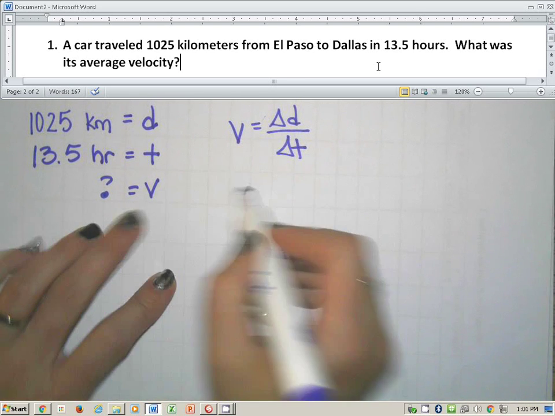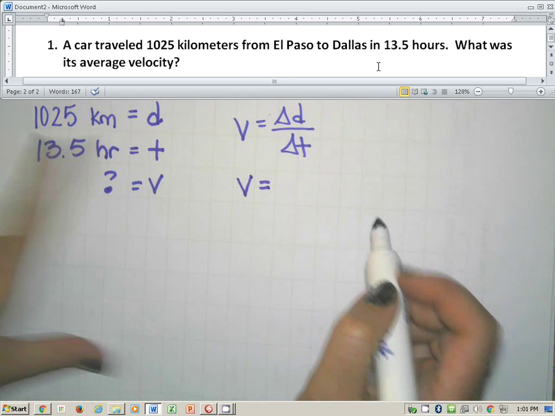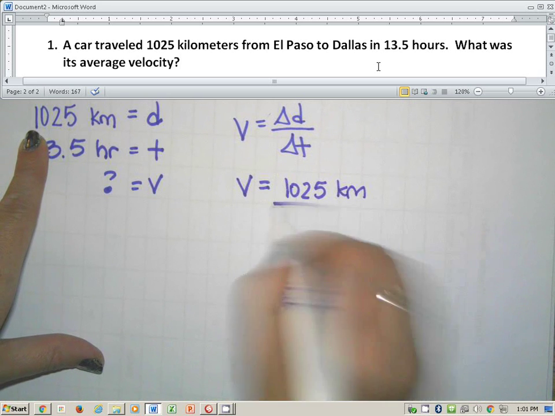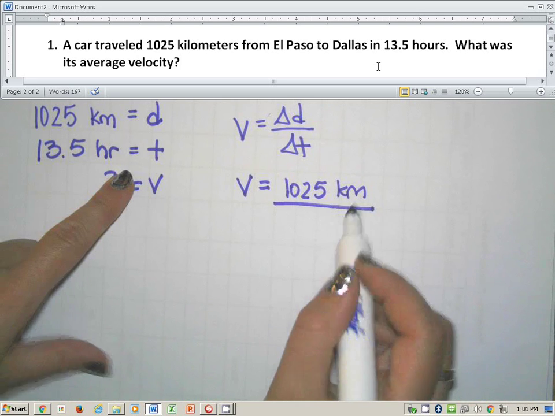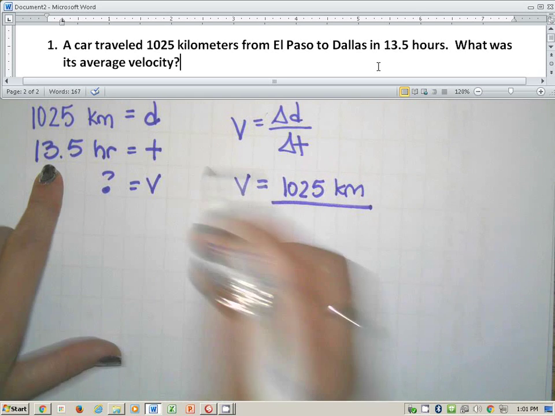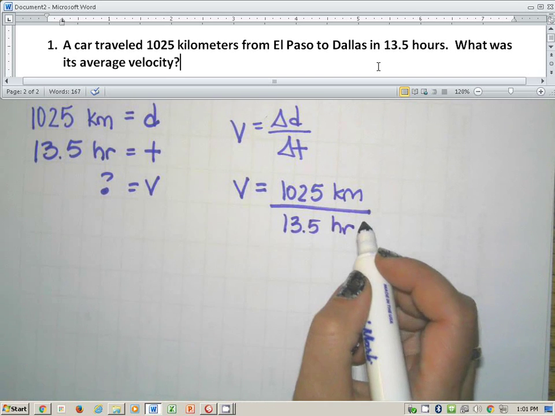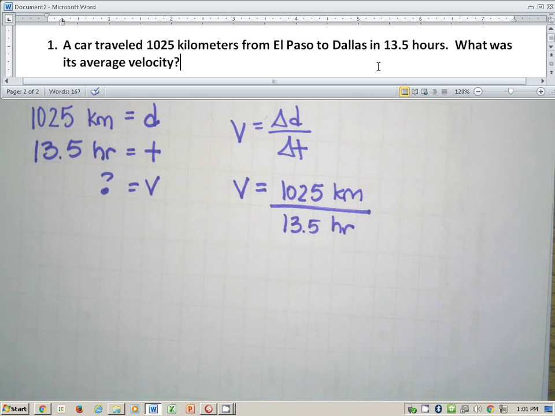I don't know V, so I'm just going to put V back down again. D is 1,025 kilometers. I like to put the units in mine because it'll help me out in the end. T matches up right here. That's 13.5 hours. And I have no problem putting kilometers and hours together because, well, I can say kilometers over hours. That's perfectly fine.